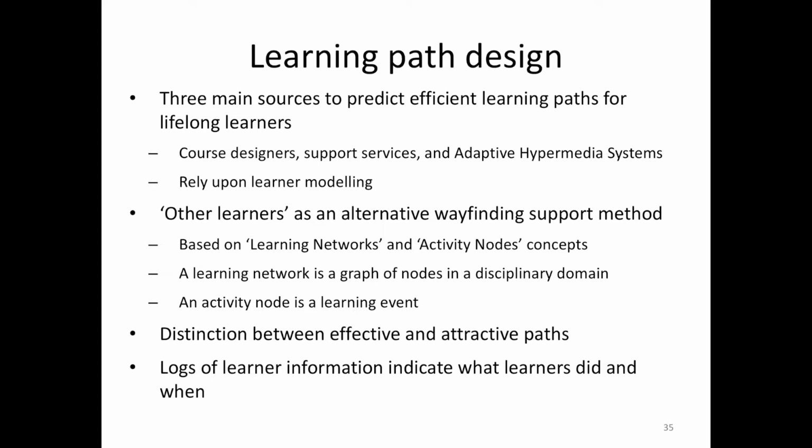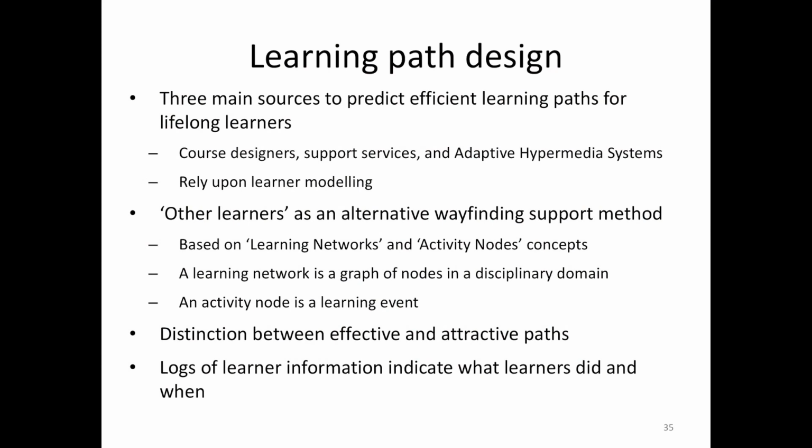There is also an alternative educational wayfinding method, which is called the other learners approach. This is based on two concepts: learning networks and activity nodes. A learning network is a graph of nodes in a disciplinary domain, and an activity node is a learning event. In this alternative approach, there is a distinction between effective and attractive learning paths, and the logs of learner information indicate what learners did and when. These logs are used to create, of course, the learning paths.